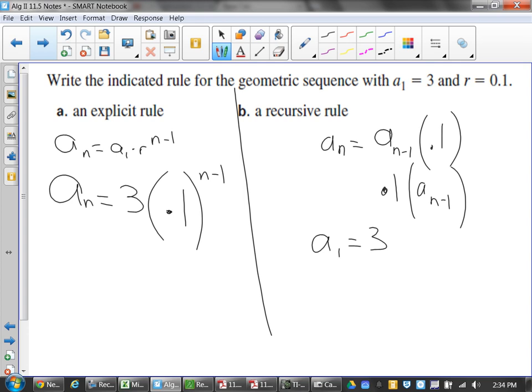So when you're dealing with geometric, it's the same process as working with the arithmetic. All you're doing here is figuring out the second term of the sequence is made by multiplying the first term by 0.1. The third term is taking the second term multiplied by 0.1. The fourth term is taking the third term multiplied by 0.1, and so on and so forth. It goes on and on and on.